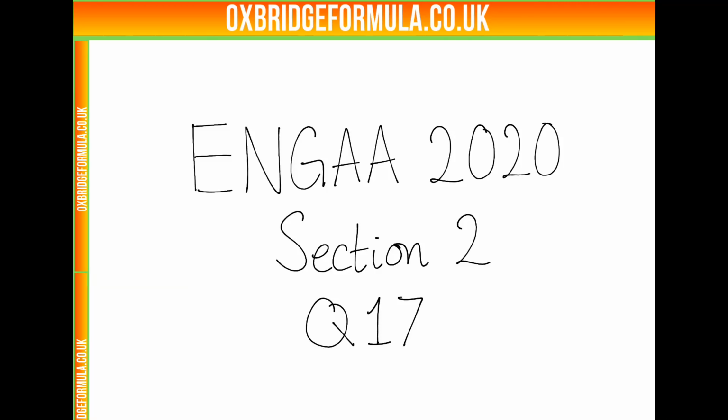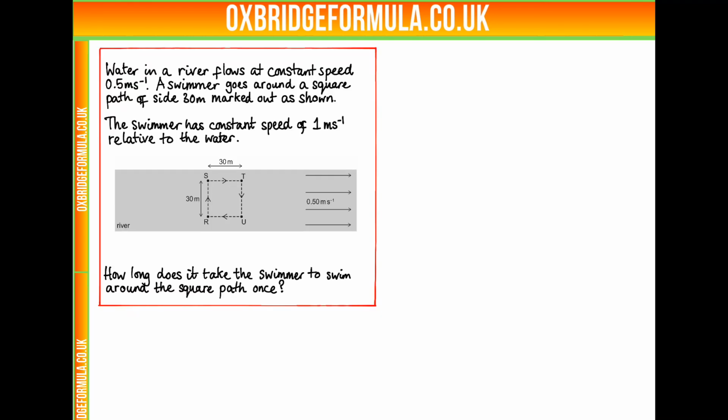This question is taken from the ENGAA 2020 Section 2 paper, and it is question 17. So we read, water in a river flows at constant speed, 0.5 meters per second. A swimmer goes around a square path of side 30 meters, marked as shown. The swimmer has constant speed of 1 meter per second relative to the water. This is a diagram for the square path and the speed of the water going from left to right. How long does it take the swimmer to swim around the square path once?